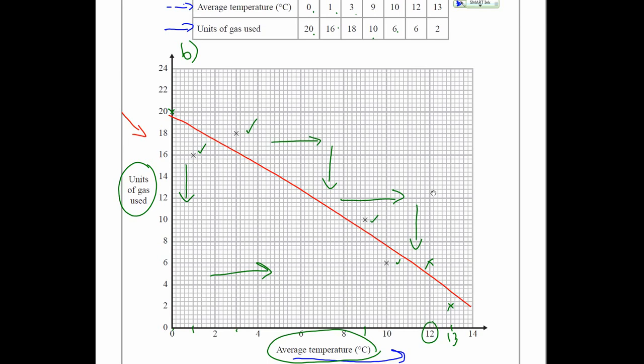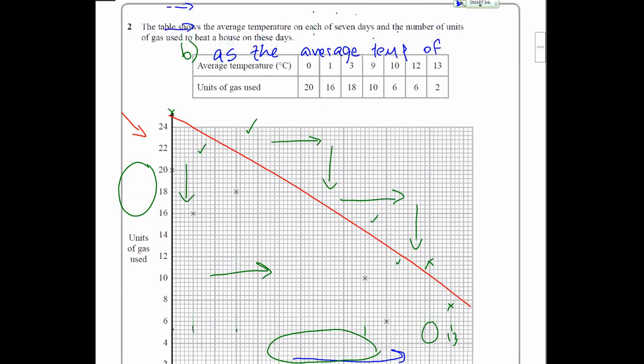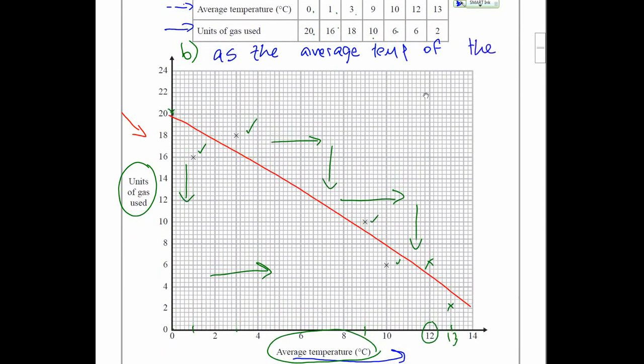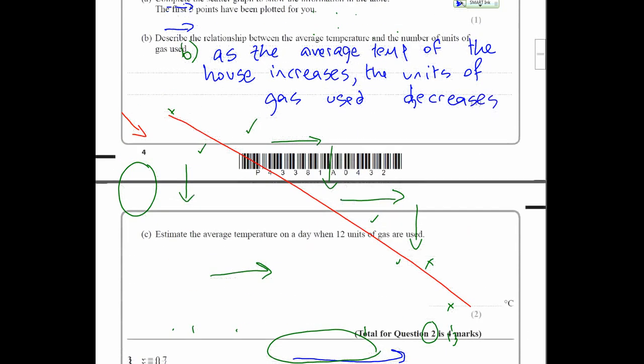So you would write, as the average temperature of what we're talking about, the house, increases, so think about it being hot in summer, you're not going to have the heating on as much, the units of gas used decreases, and that will get you the mark, okay? Used decreases.